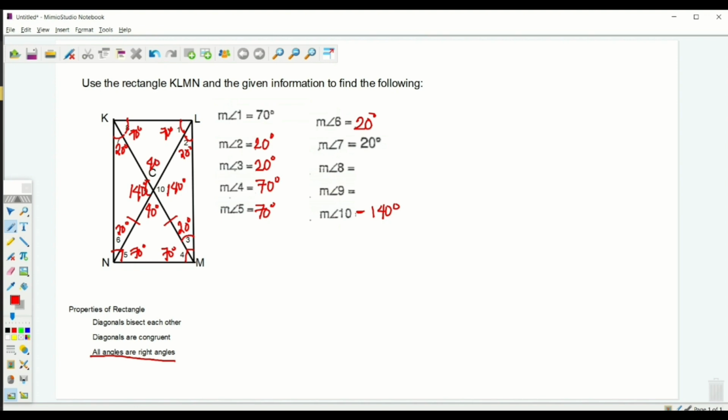Okay? So, yun na yung sagot natin. So, angle 8, that is 70 degrees. And angle 9, the answer is 140 degrees.